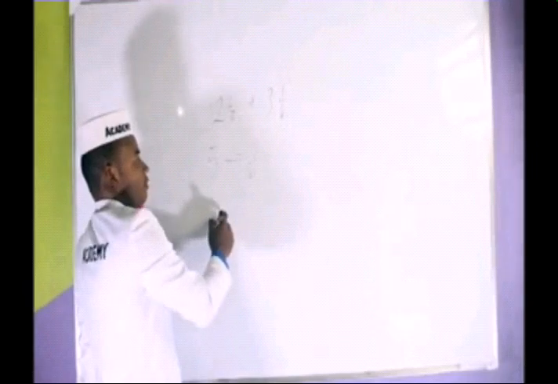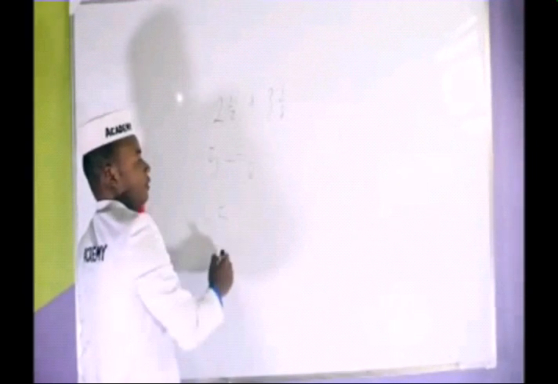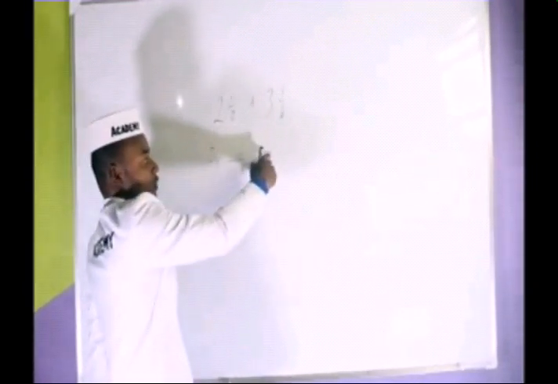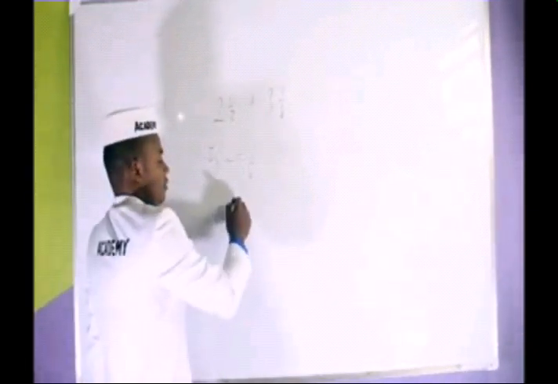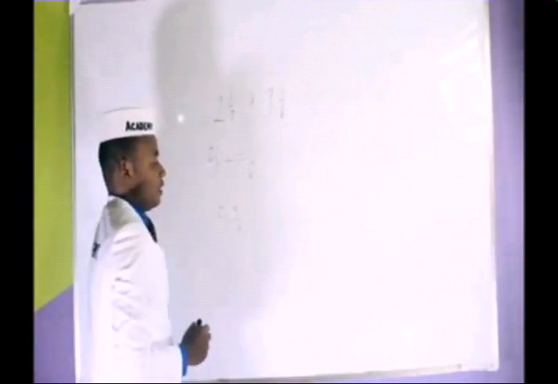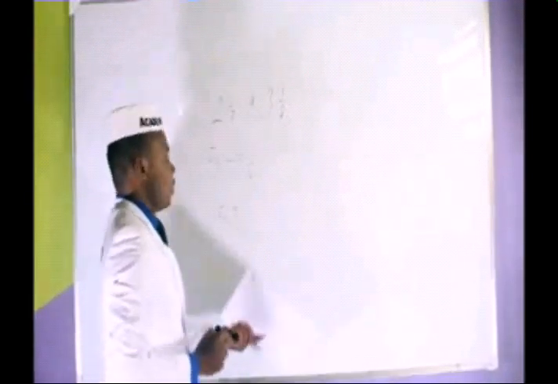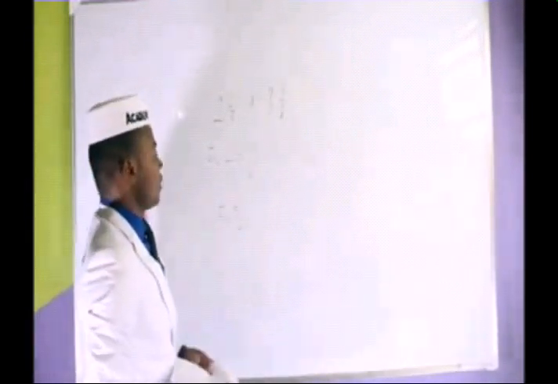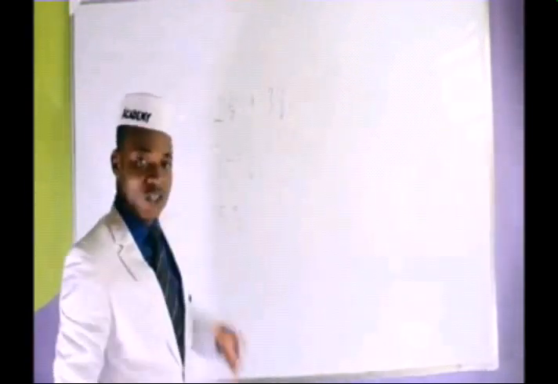Here we have 5 whole number. 4 plus 1 is 5, 5 over 8. So the sum of these two fractions gives us 5 whole number, 5 over 8. You can also use the second method.